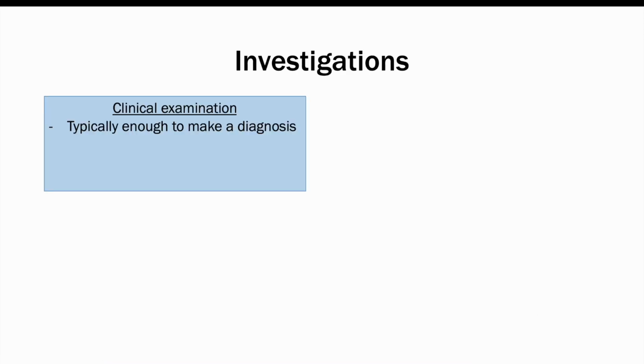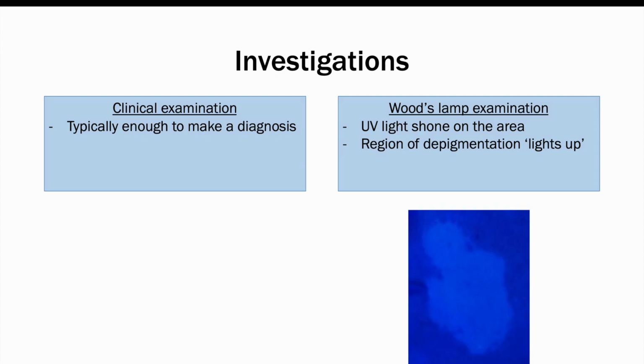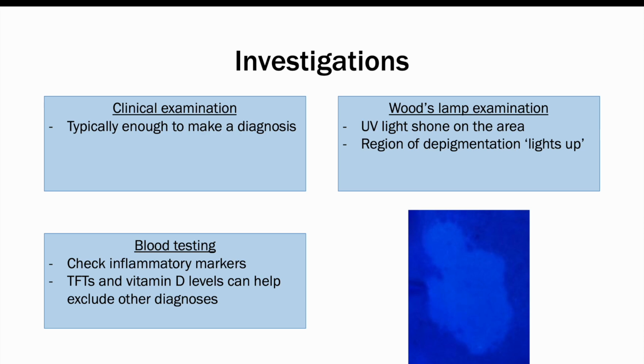How do you investigate it? Clinical examination is typically more than enough to make a diagnosis. However, if there is any doubt, you can perform a Wood's lamp examination where you shine a UV light on the region of depigmentation and it fluoresces under the UV light, as you can see here. You should also perform some basic blood tests just to exclude differential diagnoses. So that includes things like thyroid function tests, inflammatory markers, vitamin D levels, etc.